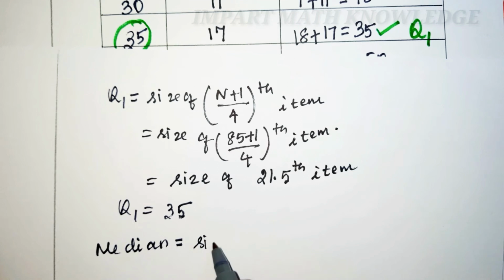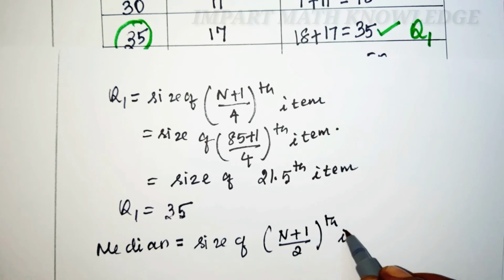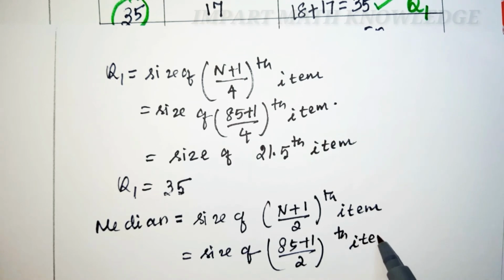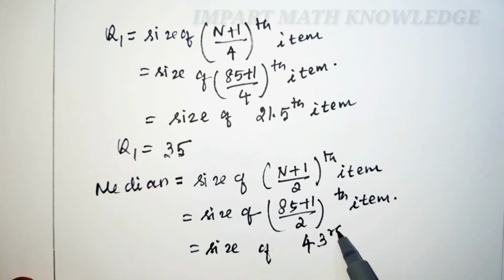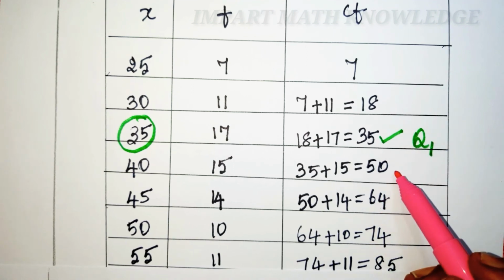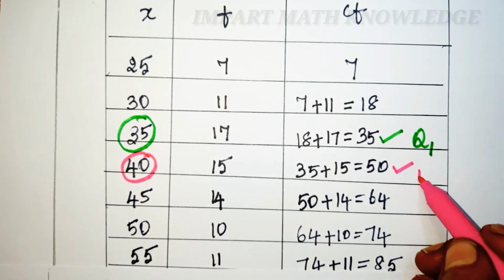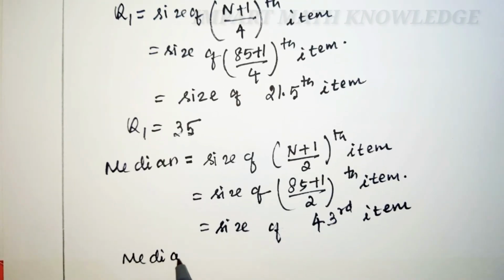Median is equal to size of n plus 1 by 2th item. Here n is equal to 85, so size of 85 plus 1 by 2th item, that is size of 43rd item. In the cumulative frequency, 43 comes under this category. So the corresponding x value is the median. Median is equal to 40.